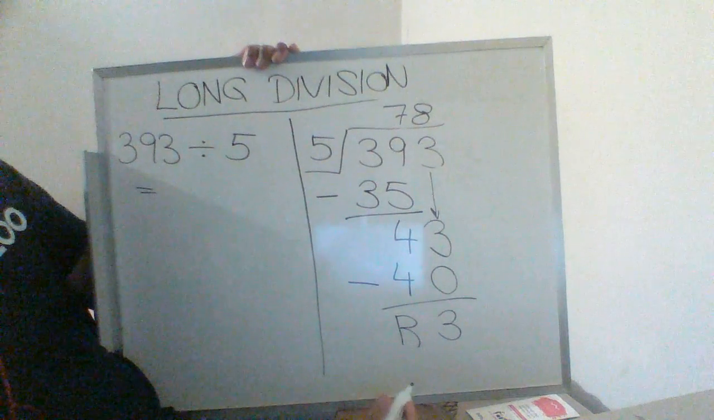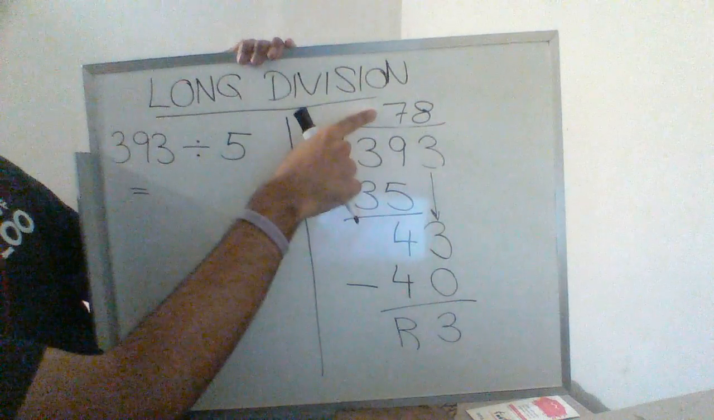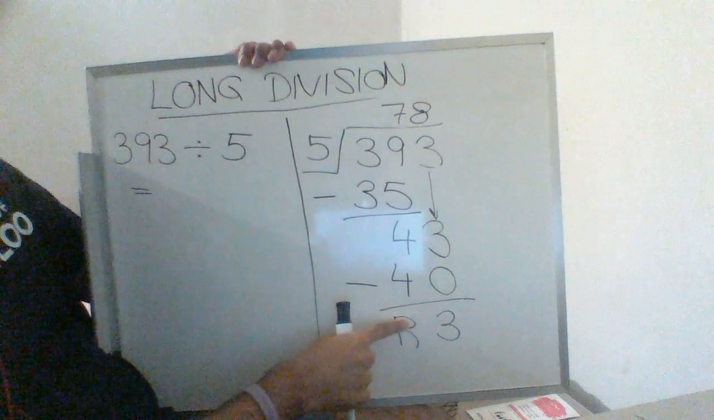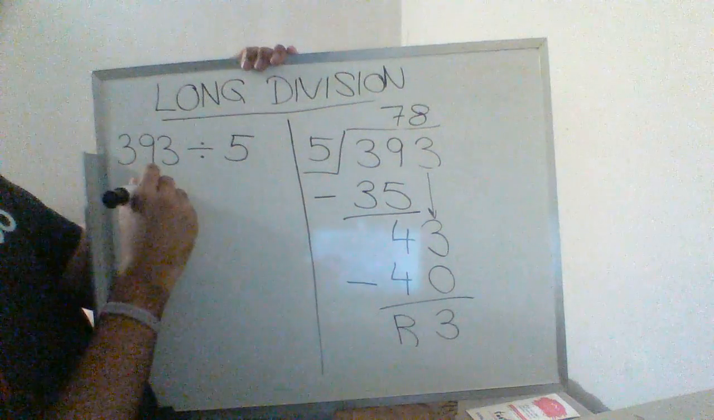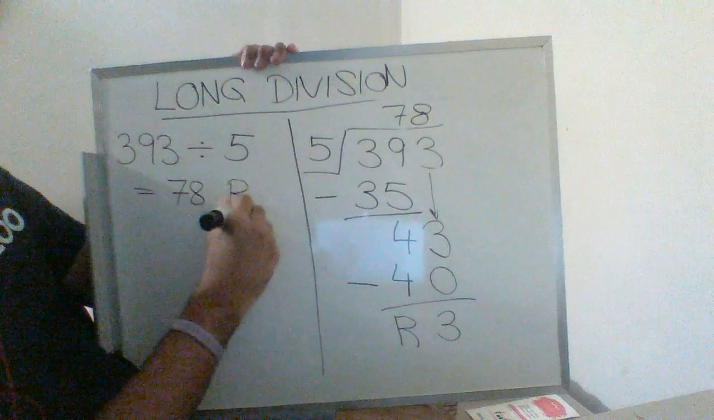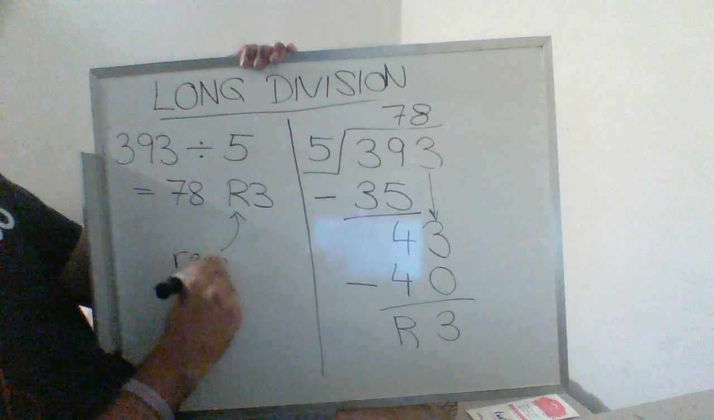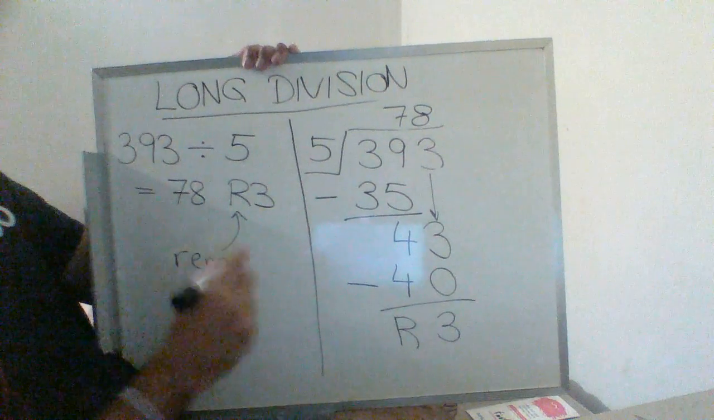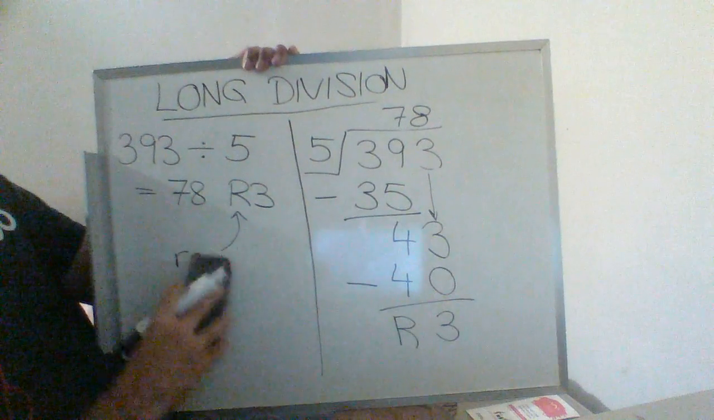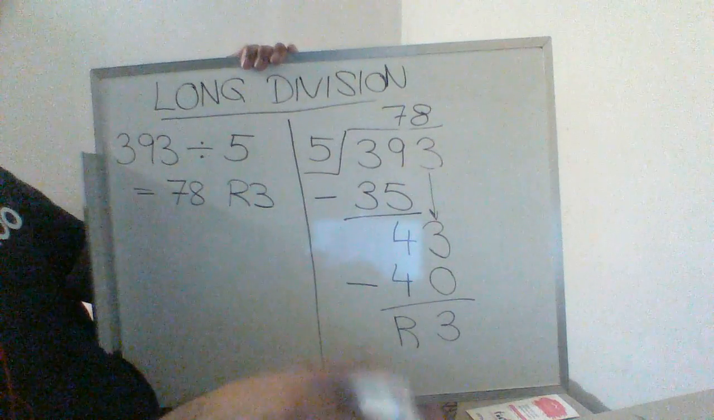And basically what this means is that 5 goes into 393 78 times, but we'll have 3 pieces left over that aren't accounted for. And so the way you would write your answer is 78 remainder 3. Instead of this capital R, some people like to write REM for remainder. Some people like to write the whole word remainder instead. But this capital R works just as well.